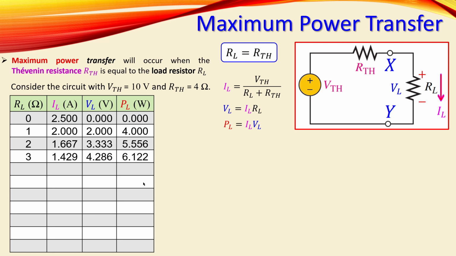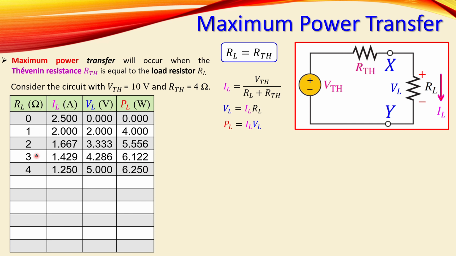Now let's move on and go to 4 ohms, because we said the load resistor must be equal to the Thévenin resistance, and now is the place where we need to see the maximum power transfer. Now 4 ohms, 1.25 amps, 5 volts again for the load, and 6.25 watts for the load.